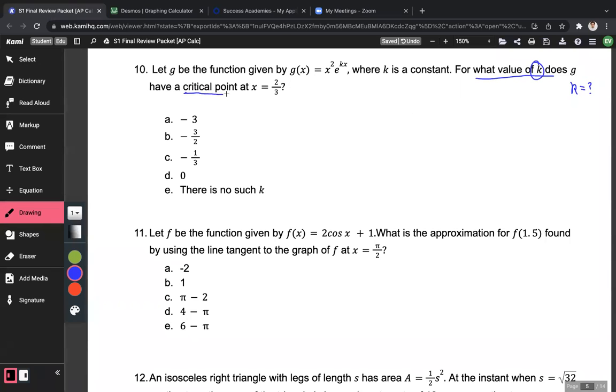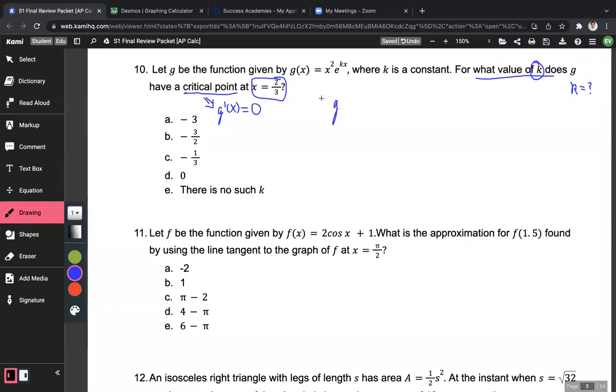I would want to see this annotation on everyone's page. Remember, critical points occur when my derivative is equal to 0. And we're given at the point x equals 2/3. So here we're not trying to solve for any value of x, we're trying to solve for k. And one of our givens, another important part of our math plan of attack, is 2/3.